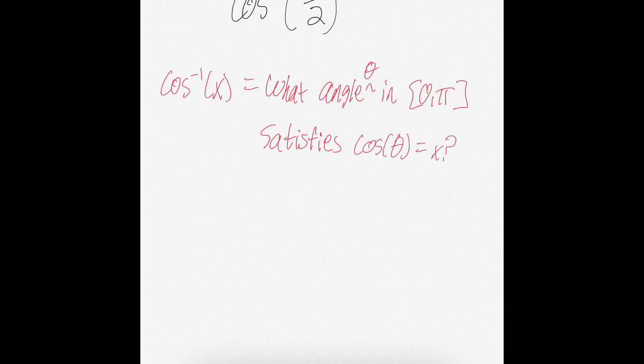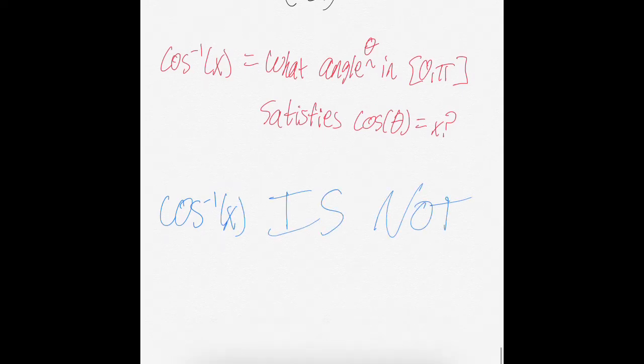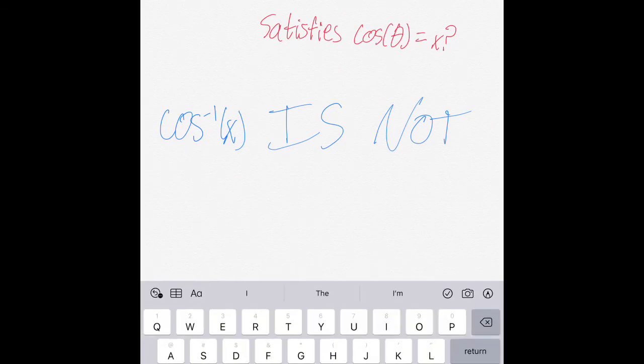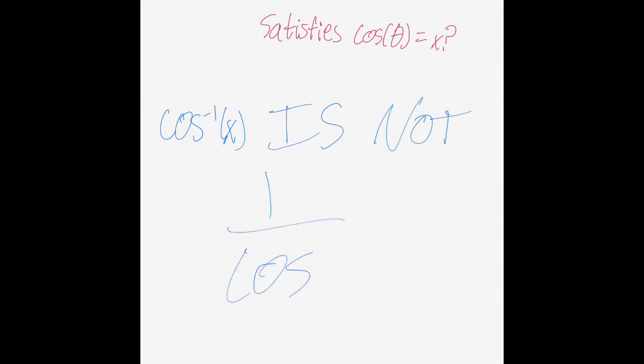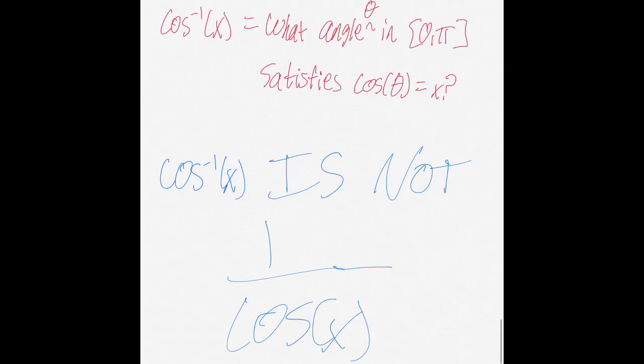What angle theta in this interval satisfies cosine of theta equals x? So that's all that this is asking. Now this is important because we must emphasize: cos inverse of x is not 1 over cosine.